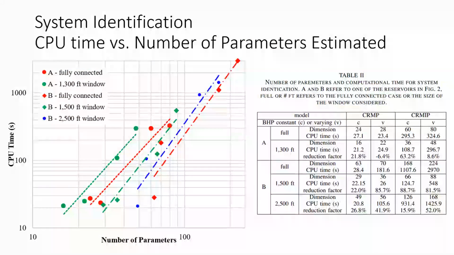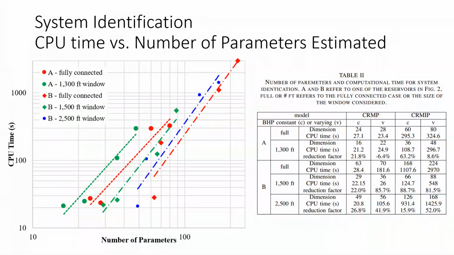In this slide, we are showing the CPU time versus the number of parameters. The windowing technique will reduce the number of parameters. And we are showing here results for essentially 20 simulation runs, varying things like the size of the windows that we used with the windowing algorithm, and also variations of cases with bottomhole pressures and without variations in the bottomhole pressures, and also different types of CRM representations.